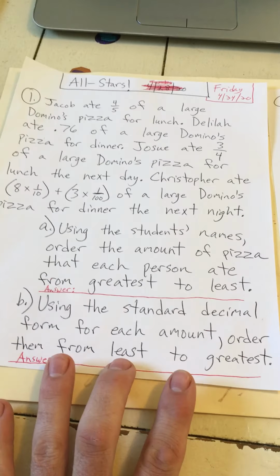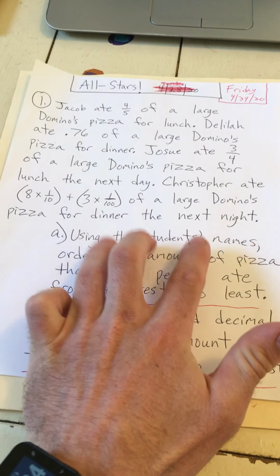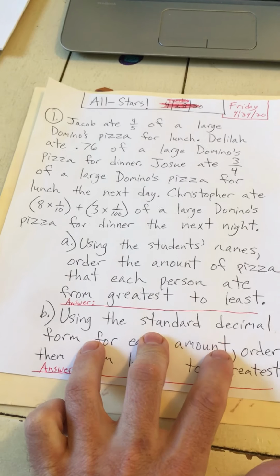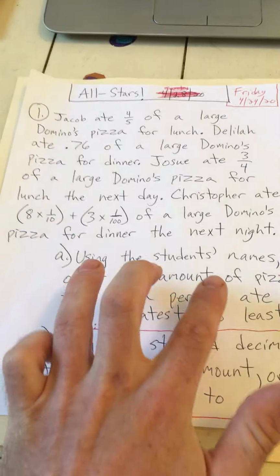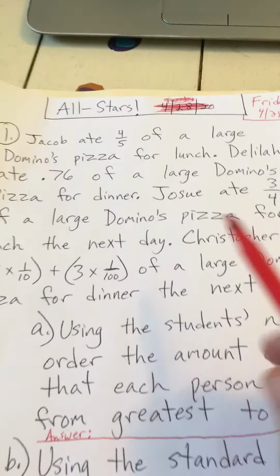Okay, and part B doesn't tell you to use the students' names. So part A wants you to use the students' names. Part B wants you to use the standard decimal form for each amount. All right, so we got to just be real careful, and after we give our answers, we're going to read it and make sure that we did the things that they wanted us to do. Okay, so let's go back to the problem now.